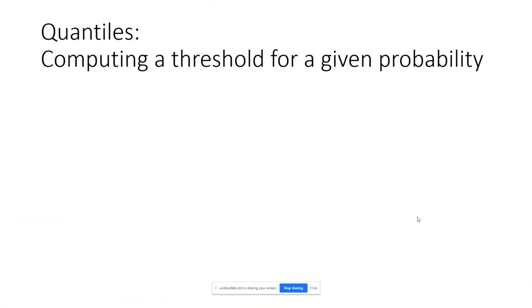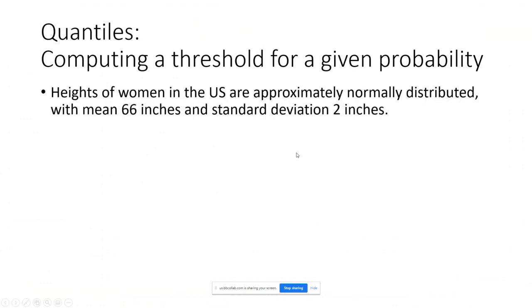We can also compute quantiles. So this refers to computing a threshold on the x-axis that will give us a given probability. So for example, let's take our same example of heights, and say we want to fill in this blank. 1% of women in the US are taller than what number? So here we're being given the percentage, or the probability, and we want to know the x value that's going to cut that off, make that threshold.